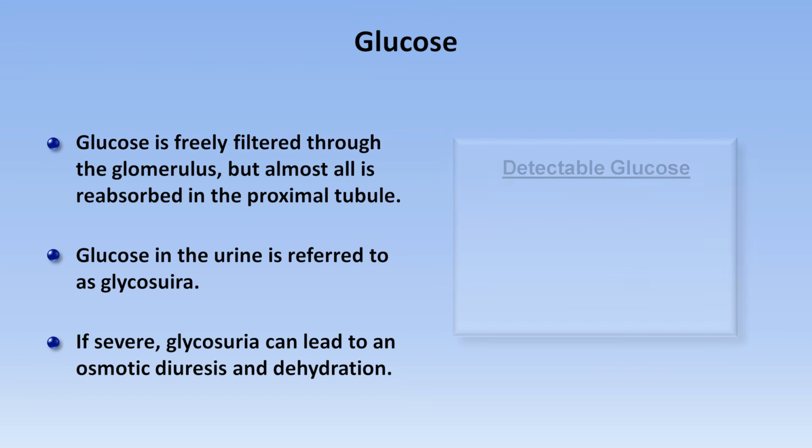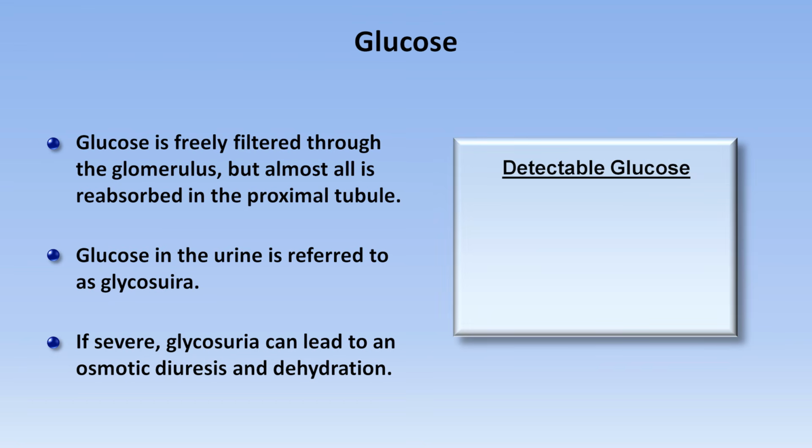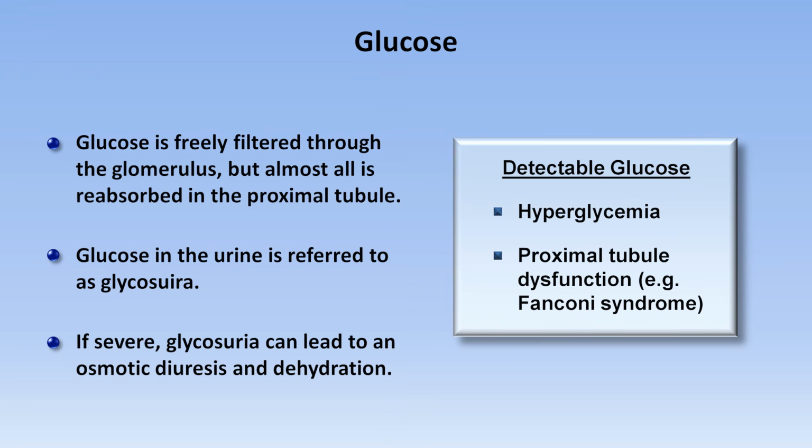There are very few causes of having detectable glucose in the urine. First, and most obviously, is serum hyperglycemia. If too much glucose gets filtered, it can overwhelm the tubule's ability to reabsorb it. Much less common is proximal tubule dysfunction. Global dysfunction of the proximal tubule is called Fanconi syndrome, which also leads to hypophosphatemia and a proximal renal tubular acidosis, among other things. Glycosuria can also be from a genetic defect in renal glucose transport within the tubule.